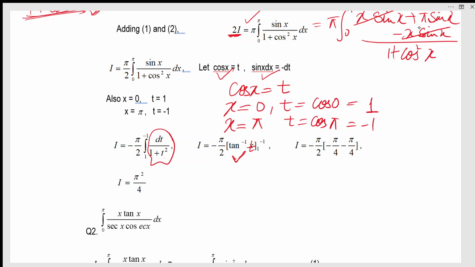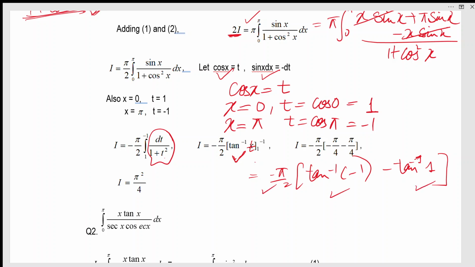So, the limit is from 1 to minus 1. Put the limit over here, upper limit minus lower limit: it is minus pi by 2, upper limit is tan inverse of minus 1, and lower limit is tan inverse of 1. That is the lower limit. What is tan inverse of 1? That is pi by 4. So minus pi by 4, minus pi by 4, and there's one more negative sign, so it will become pi square upon 4.